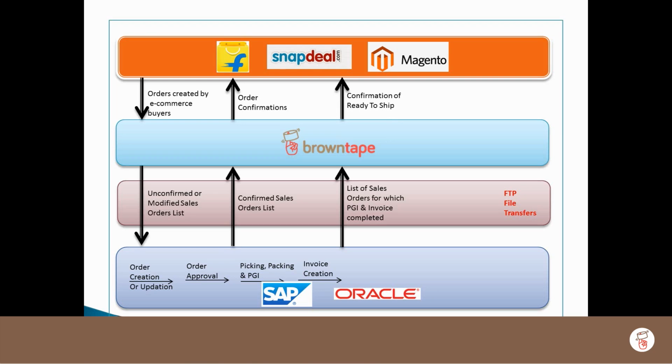Once the status is changed to ready to ship, the marketplaces generate the shipping slips and invoices, which would be downloaded by Browntape to its own server, and Browntape would publish a flat file in the FTP server, showing the details of the order and a link to download the marketplace documents.